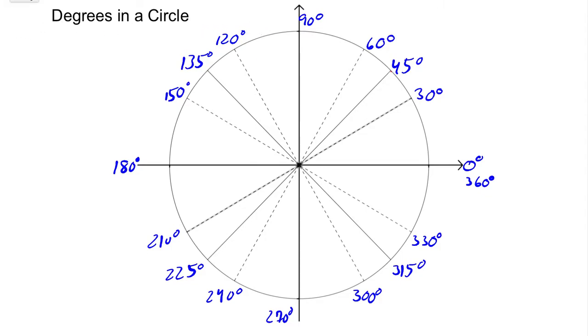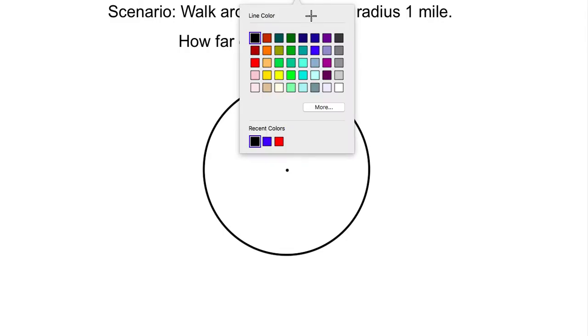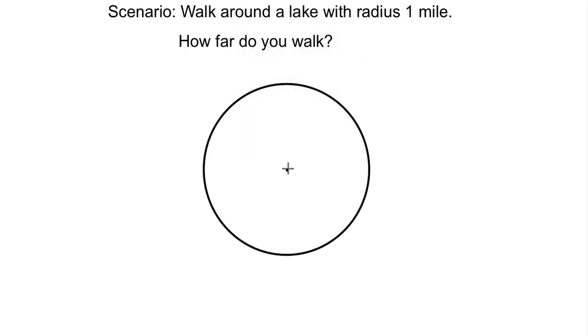Now there's another way to measure angles in a circle. First we talk about this scenario. Let's say I have a nice little lake and it has a radius of 1. Don't forget that a radius is defined as a straight line going from the center of a circle out to the edge. So that's 1 mile. I start here and walk all the way around the circle in a perfect straight line until I get back to my starting point. How far did I walk?